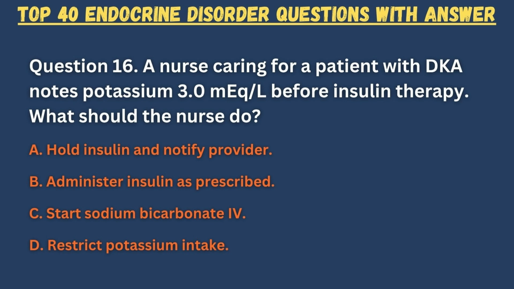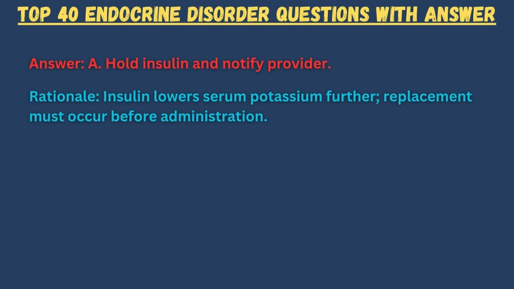Question 16. A nurse caring for a patient with DKA notes potassium 3.0 milliequivalents per liter before insulin therapy. What should the nurse do? A. Hold insulin and notify provider. B. Administer insulin as prescribed. C. Start sodium bicarbonate IV. D. Restrict potassium intake. Answer: A. Hold insulin and notify provider. Rationale: Insulin lowers serum potassium further. Replacement must occur before administration.